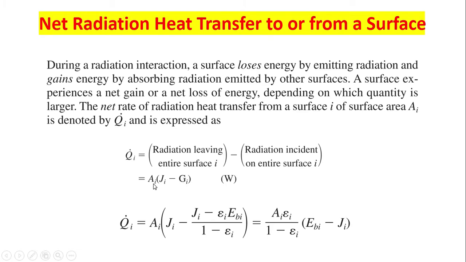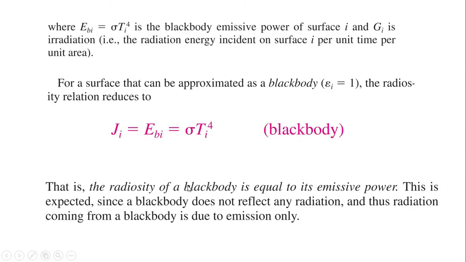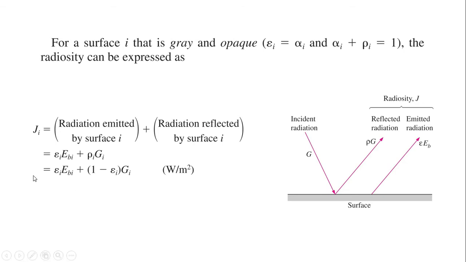So let me just rewrite this second equation into this form. Qi will be the same as it is, and Ai will be the same as it is, and the radiosity will be the same as it is, right? So where does this Gi come from? If you go back, we have just studied this expression for the radiosity, right?